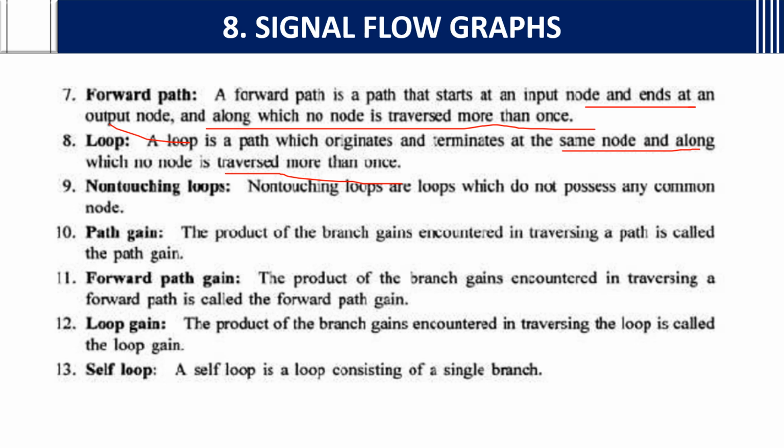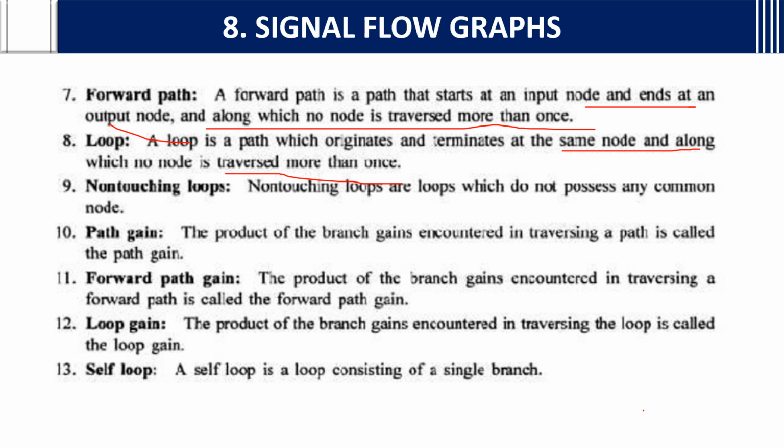traversed more than once. For example, this is a line. If it is going in this way and in this way, and see, if it is started here, again it will end here. This is one loop. Okay, understanding? This is one loop. Like this, if there are any loops, it is called a loop.